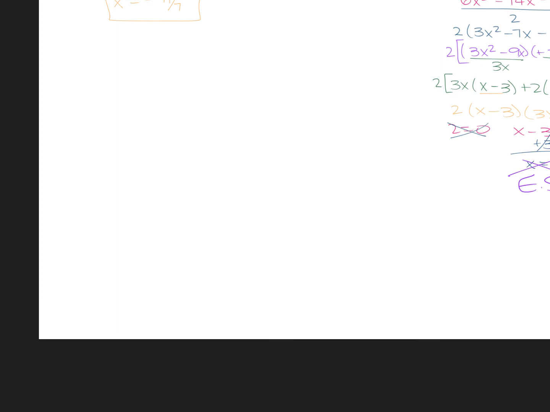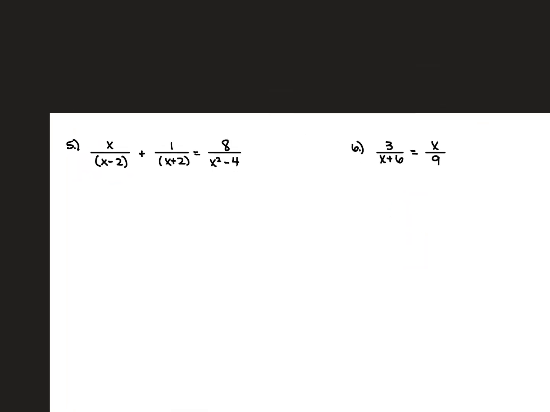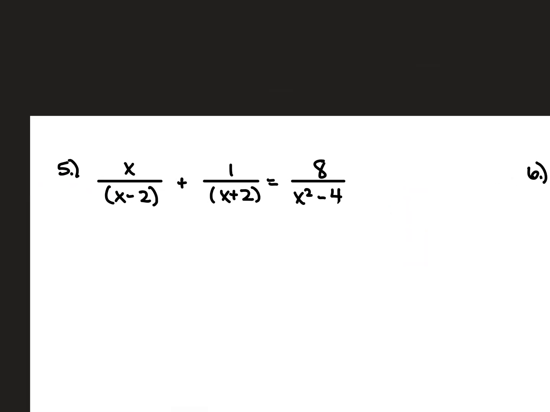From here, we're going to look at number 5, which we have x over x minus 2 plus 1 over x plus 2 is equal to 8 over x squared minus 4. That x squared minus 4 is factorable. It factors to be x minus 2 times x plus 2. From here, we find our least common denominator, which is x minus 2 times x plus 2. This means that x can't equal negative 2, and it can't equal positive 2.